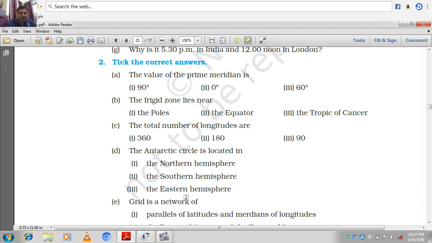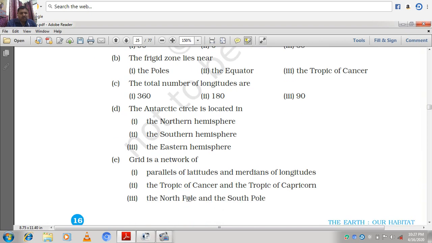Question number E, grid is a network of parallels of latitude and meridians of the longitude known as the grid. फर्स्ट ऑप्शन इज सही. कल हमने डिस्कस किया था ग्रिड, द इंटरसेक्टिंग लाइंस ऑफ द लैटिट्यूड एंड लॉन्गिट्यूड आर नोन एज द ग्रिड. यही कहा था हमने कल. ग्रिड बना के आपको दिखाया था एक जगह, वहाँ देखना फिर से वीडियो को पॉज करके पीछे बैक करके, तो ग्रिड वहाँ पर आपको समझ आ जाएगा.